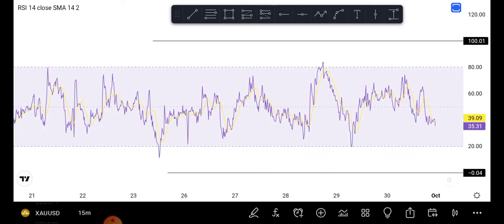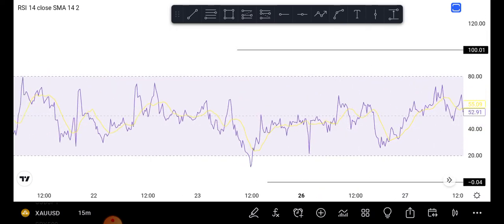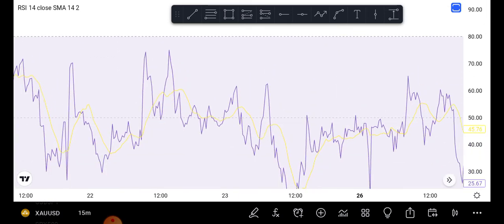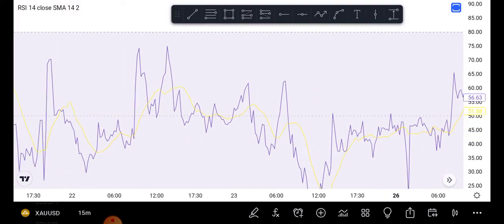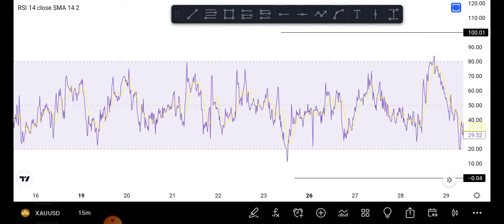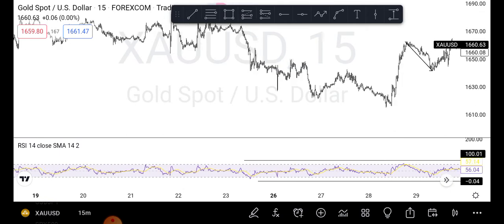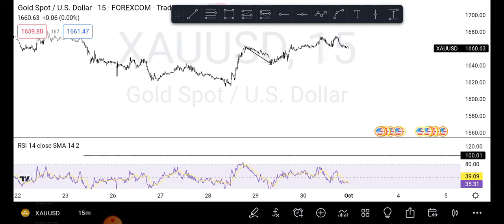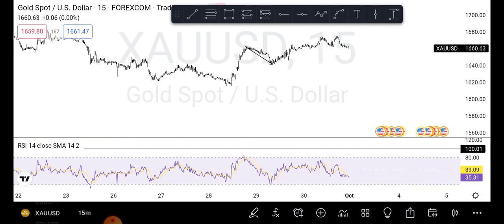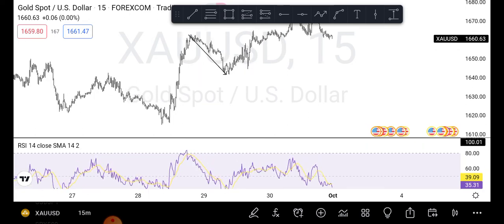Whenever you see markets cutting across this middle line every time, you see the middle line, which is the 50% line, this dotted line here. Whenever you see markets cutting across it so much, it means that price is in equilibrium. So as in this case now, price is in equilibrium. Price is ranging. There's no exact direction that the price is moving. That's why it's just cutting above, cutting below, going around the equilibrium line. Okay, but let's now talk about RSI divergence.